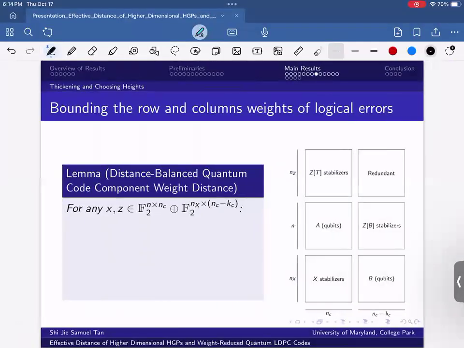And now we come to the more challenging part: how do we bound the number of rows and the row and column weights of the logical errors? This lemma is probably the most essential one.